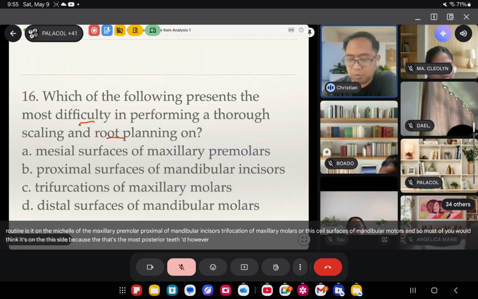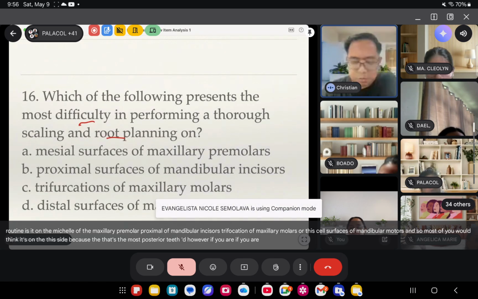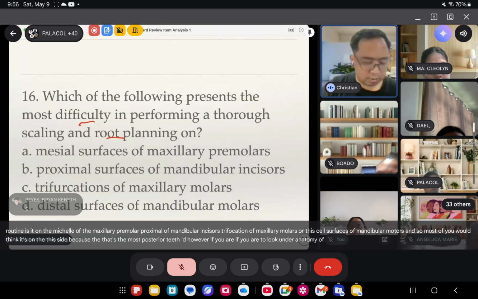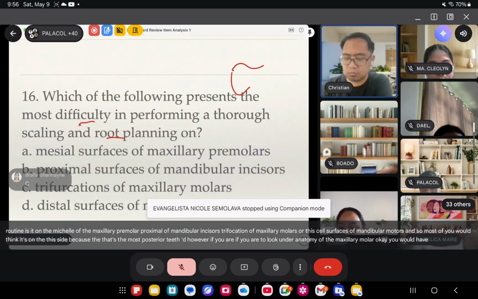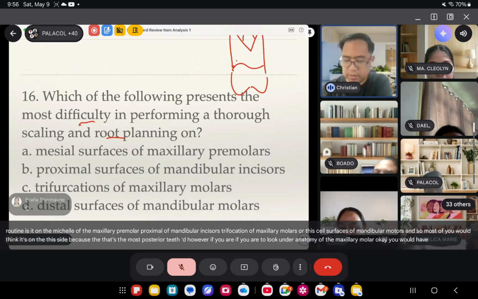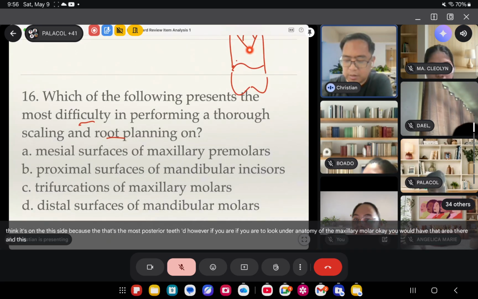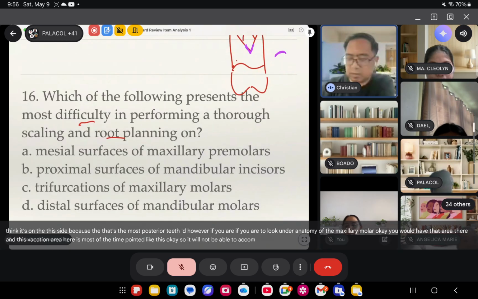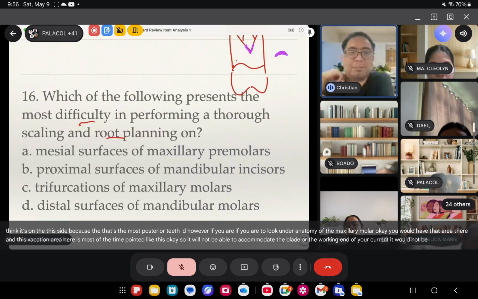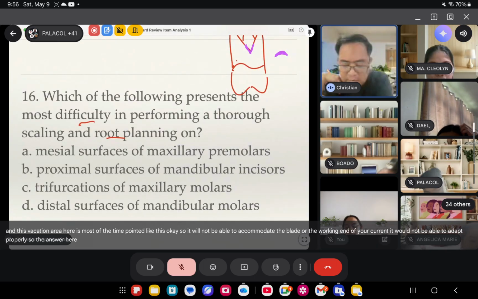However, if you are to look at the anatomy of the maxillary molar, okay, you would have that area there. And this furcation area here is most of the time pointed like this, okay? So it will not be able to accommodate the blade or the working end of your curette. It would not be able to adapt properly. So the answer here is the trifurcation of your maxillary molars.